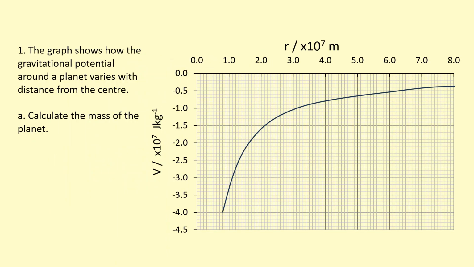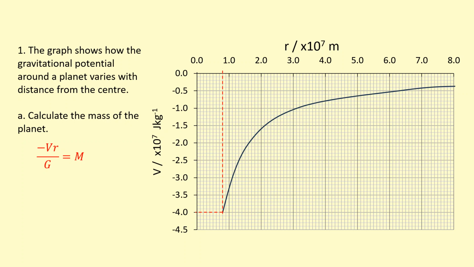In this question, the graph shows how the gravitational potential around a planet varies with distance from the center. Calculate the mass of the planet. Okay, we can just use this equation here, and we can make M the subject, which gives us this equation over here. I need a set of data. I can pick any point. So I'll take one from the surface.